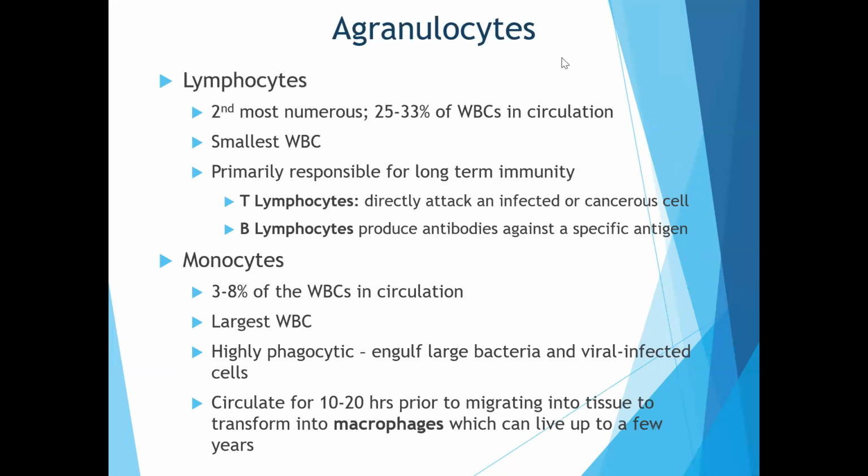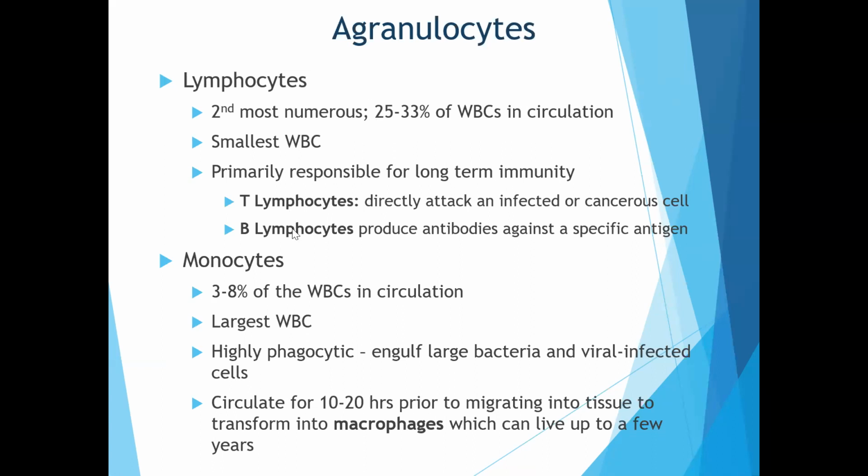All right, the agranulocytes, we have our lymphocytes. So this is our second most numerous, 25 to 33% of white blood cells. It's very small, but it does a lot of important work for our long-term immunity. So this is the major worker of the lymph system, and it's a huge player in our immune system.